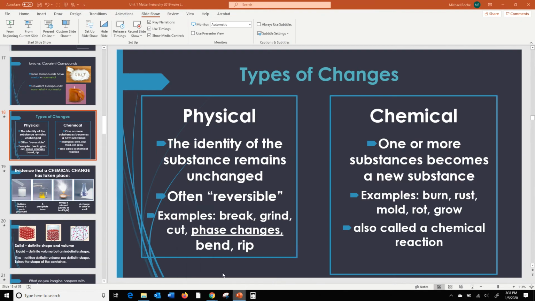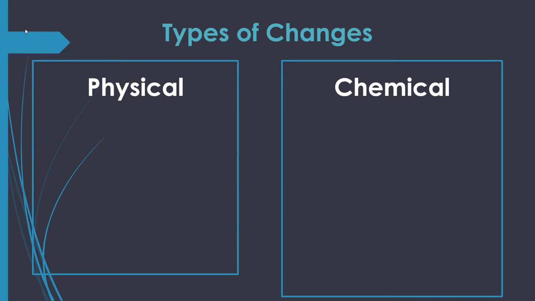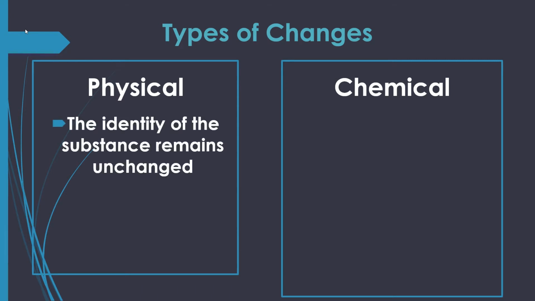All right, so let's talk about types of changes. There's two types of changes, physical and chemical. Physical changes are when the identity of the substance remains unchanged. I've never been a fan of this stuff, honestly. So just bear with me a little bit, and I probably won't stress this on any test or anything.